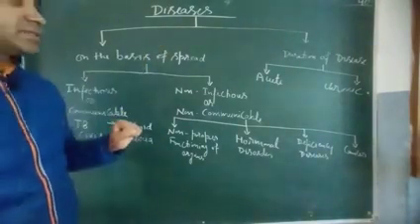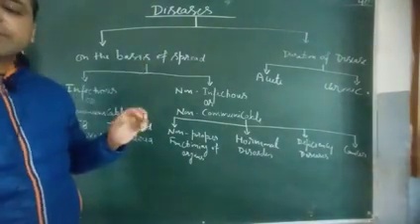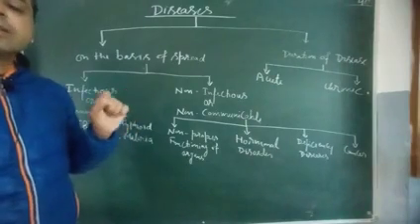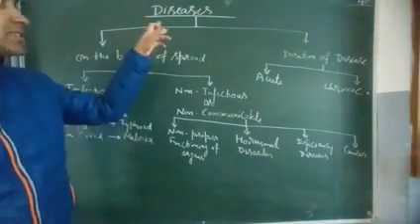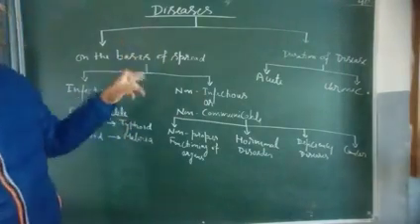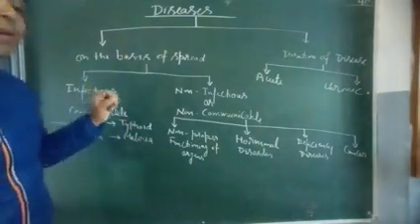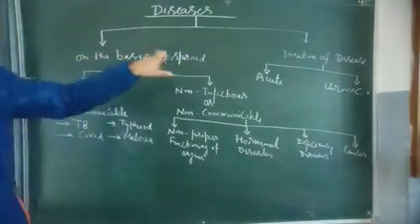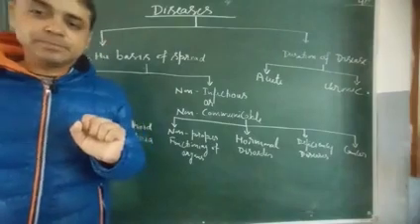So, disease, as we know, is a state when we are not physically, mentally or socially fit. One of the causes can be that we are suffering from a particular disease. Okay, so diseases can be classified on two basic modes. One is on the basis of their mode of spread.